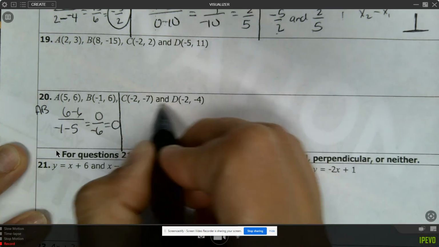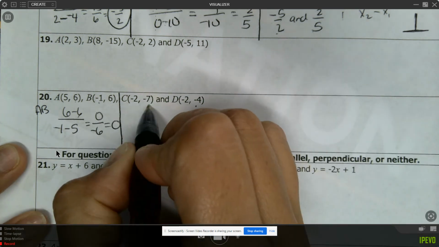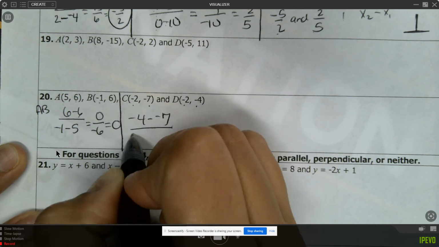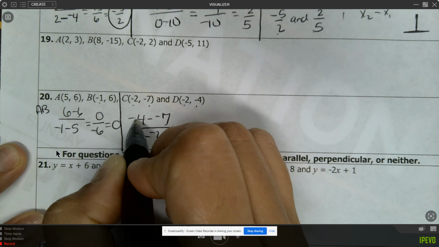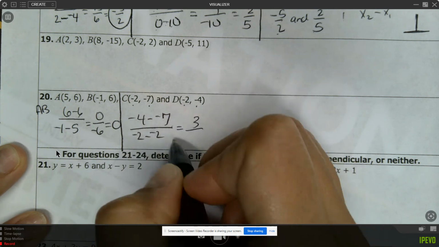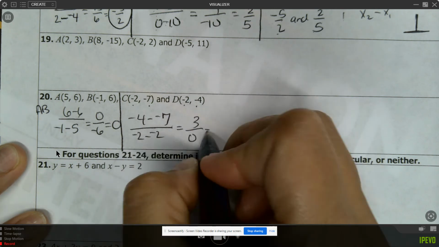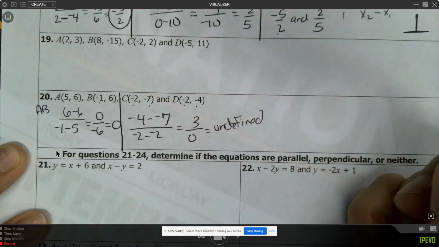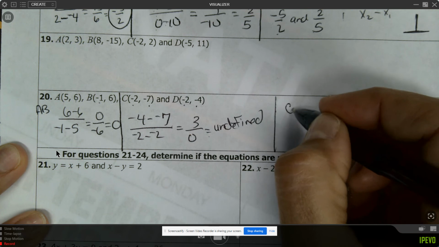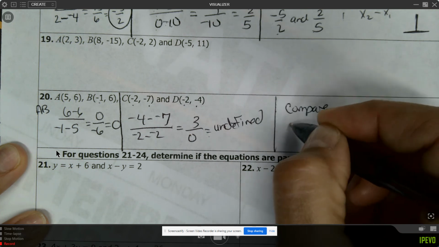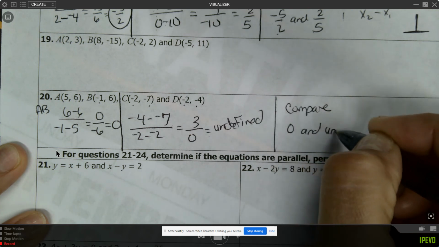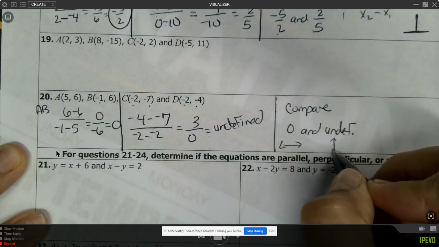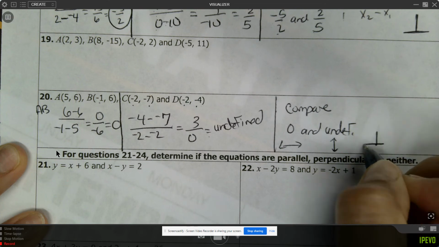We'll do the same thing here. Negative 4 minus negative 7, divided by negative 2 minus negative 2. Negative 4 minus negative 7 is 3. Negative 2 minus negative 2 is 0. So this is undefined. Anytime the denominator is 0, it's undefined. So now when I compare these two, I'm comparing a 0 slope and an undefined. Anytime you have a 0, that's horizontal, and an undefined, that's vertical, these two will be perpendicular.